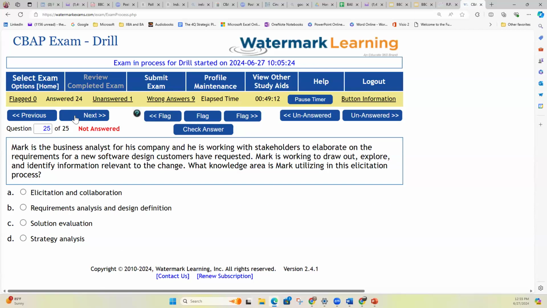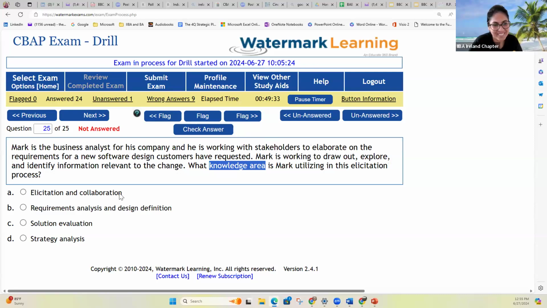Mark is a business analyst for his company, and he is working with stakeholders to elaborate on the requirements from a new software design customers have requested. Mark is working to draw out, explore, and identify information relevant to the change. What knowledge area is Mark utilizing for this elicitation process? So it's knowledge areas, keywords there. Is it, you think so? Elicitation and collaboration, requirements analysis and design definition, solution evaluation, or strategy analysis?